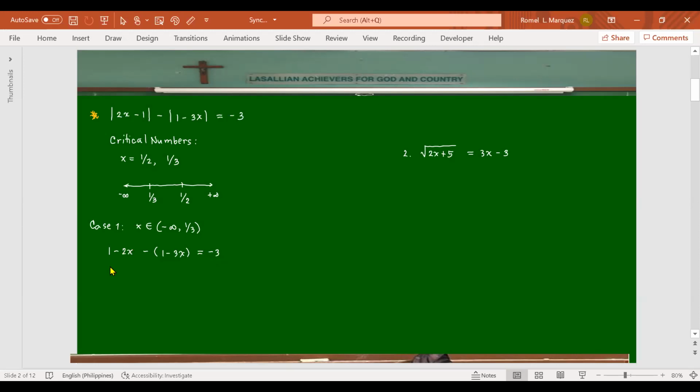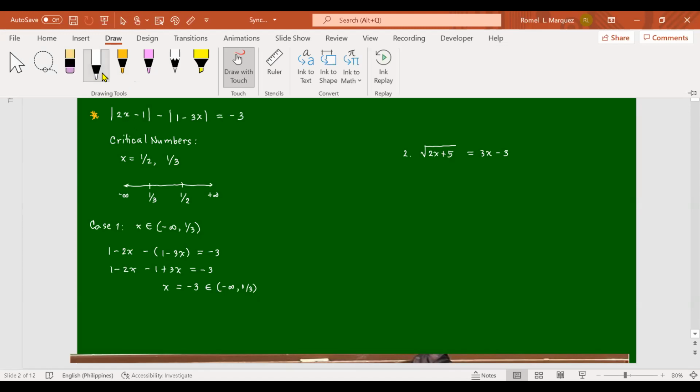We can now solve without the absolute value. So negative 2x, positive 3x, so that is simply x. What is now the answer? x is equal to negative 3. Am I correct? Yes po. Is negative 3 inside this interval? Yes po, sir, it is an element of negative infinity to 1/3. So therefore, we accept that number.